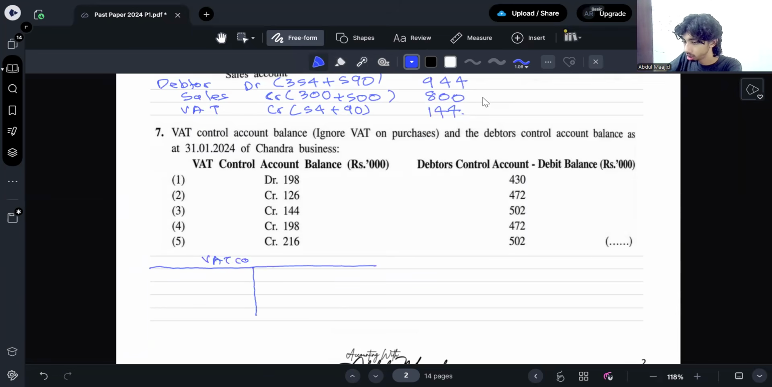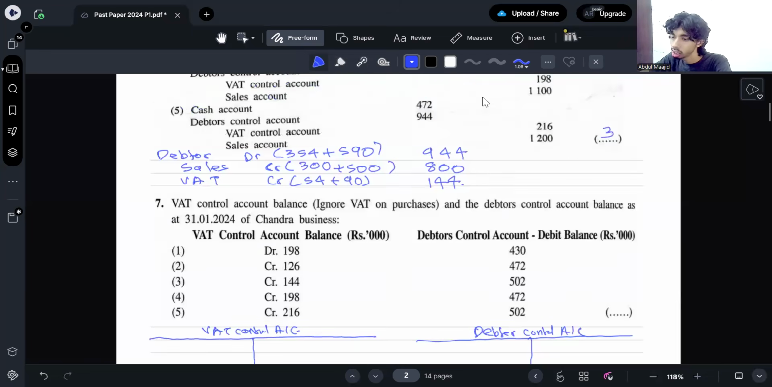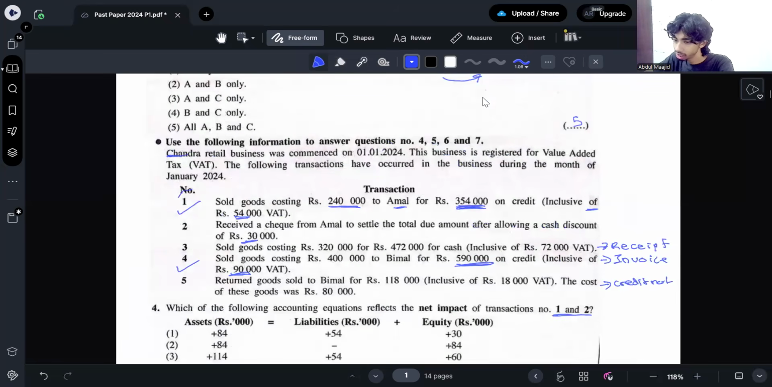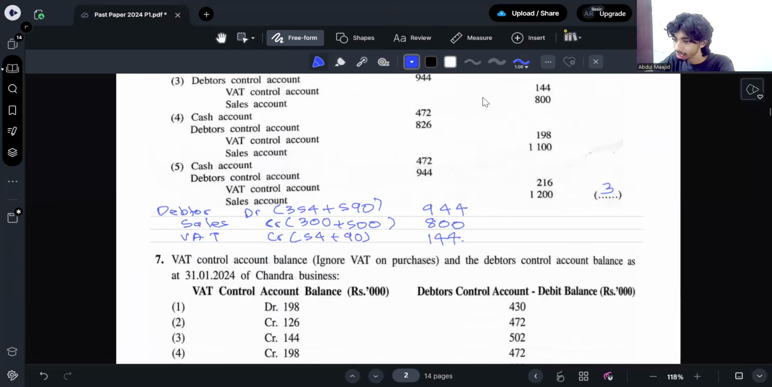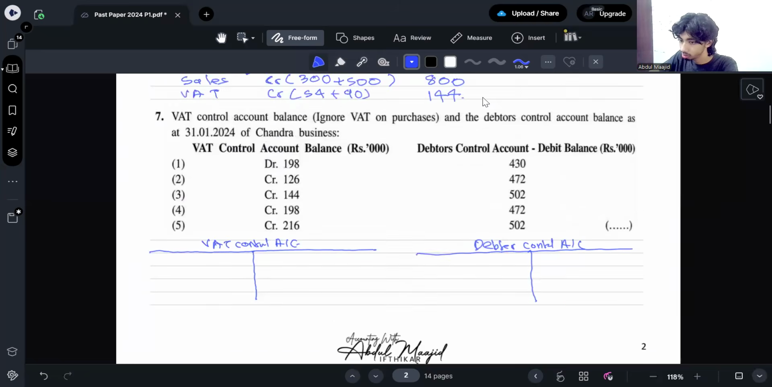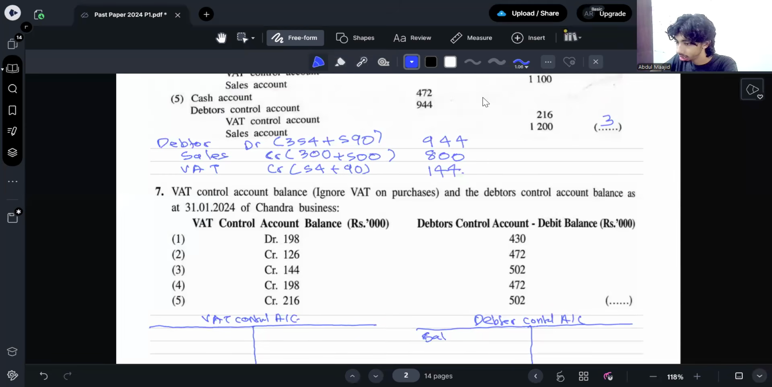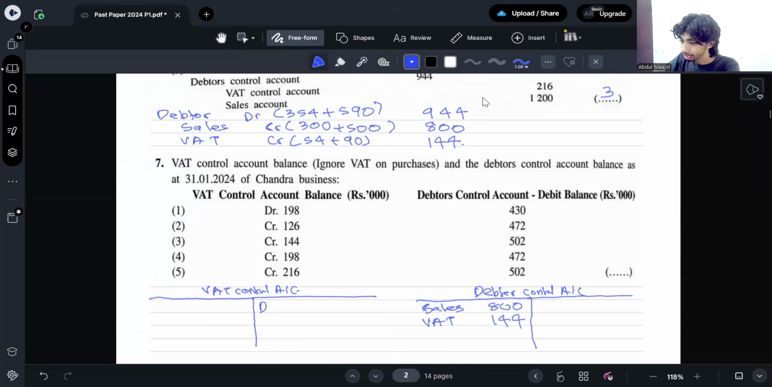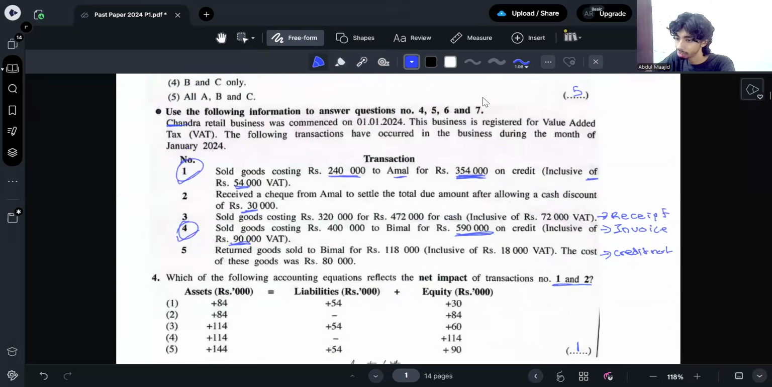VAT control account and debtor control account. Okay. So first of all, the first and fourth we can record together. Both are credit sales, right? So here debtors will be debited by, you can say, sales 800, VAT 144. VAT control will be credited. You can say debtor 144. That is transactions 1 and 4.